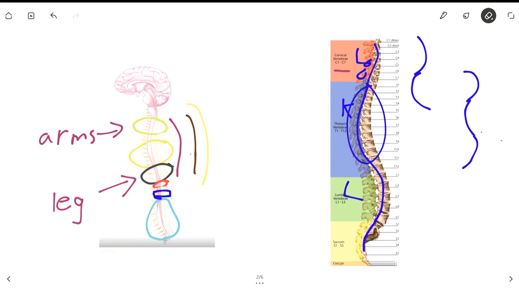But remember, the cervical region has lordosis, the thoracic region has kyphosis, and the lumbar region has lordosis, and then the sacrum and coccygeal regions have a kyphosis.